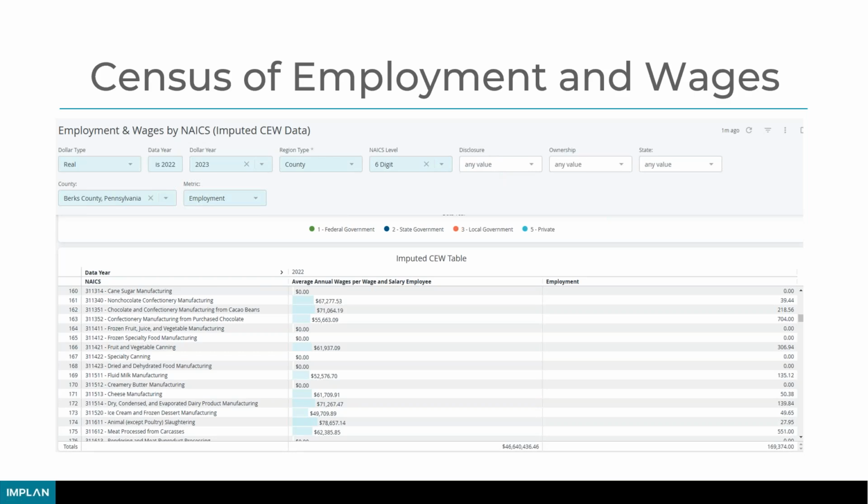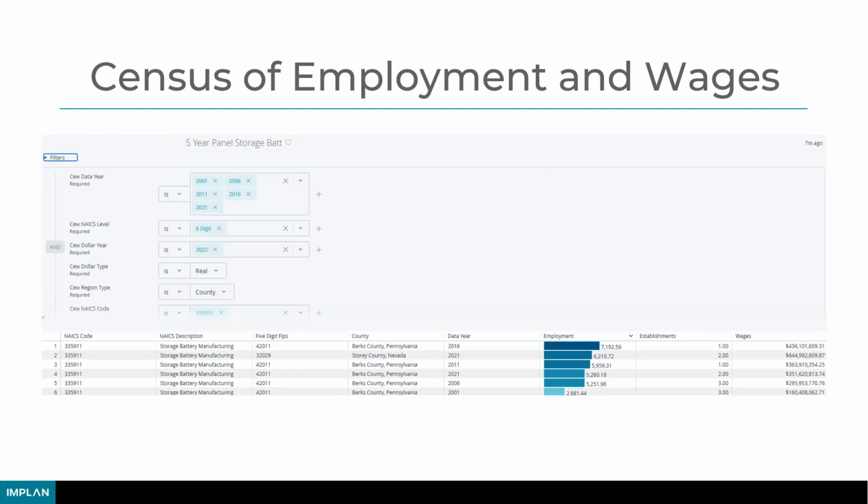And I can say, I just want the non-imputed values, or I want just the imputed values. Again, our methodology for how we do this imputation is available on our website. You can also customize some of these options, right?